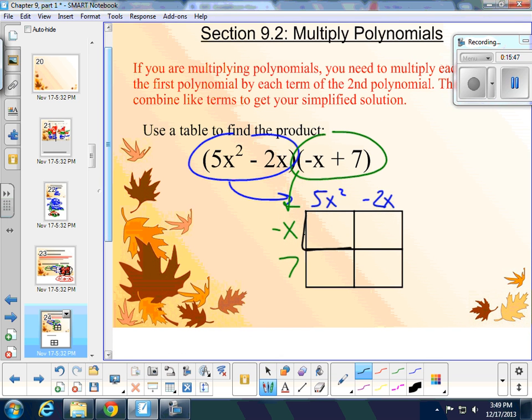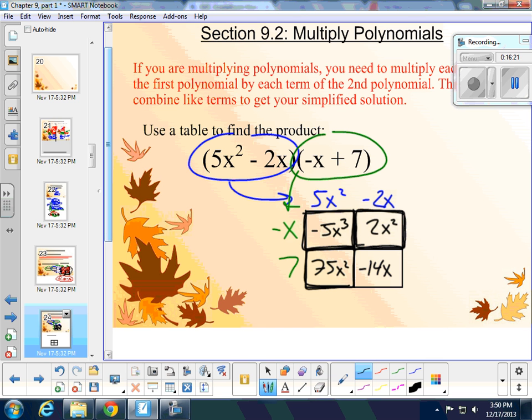So in this one, again, in this top left box, I'm going to multiply 5x squared by negative x, and I'm getting negative 5x to the third when I do that. In this box right here, I'm going to multiply negative 2x and negative x. Well, negative times a negative gives me positive, so 2x squared. Down in the bottom left, 5x times 7 gives me 35x, and it's squared also. And then 7 times negative 2x gives me negative 14x.